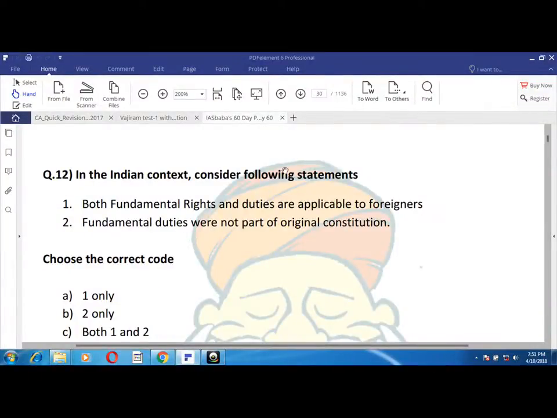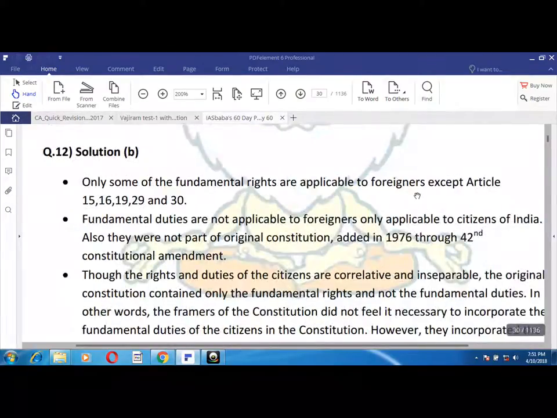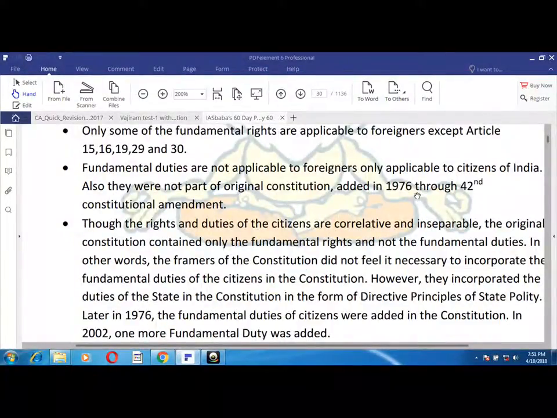In the Indian context, consider the following statements to be correct. 2. Fundamental duties were not part of the original constitution. Only some of the fundamental rights are applicable to foreigners, except Article 15, 16, 19, 29, 30. Fundamental duties are not applicable to foreigners, only applicable to citizens of India. Also, they were not part of the original constitution, added in 1976 through the 42nd Constitutional Amendment Act.